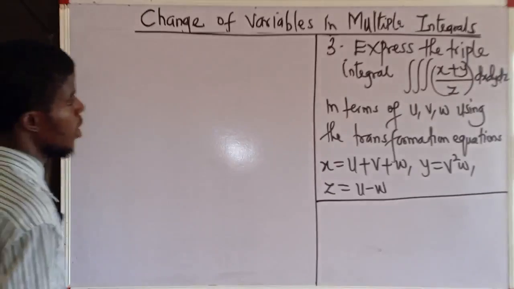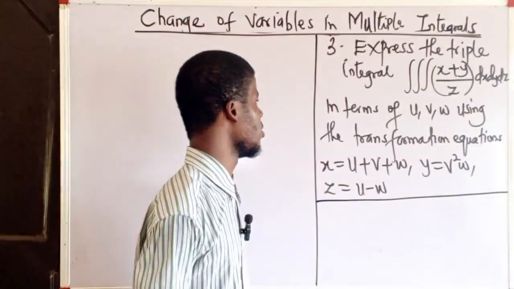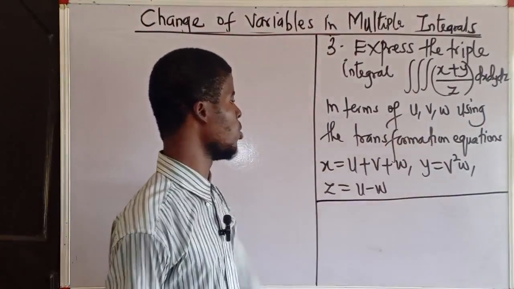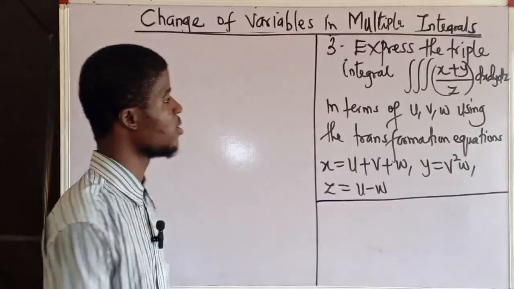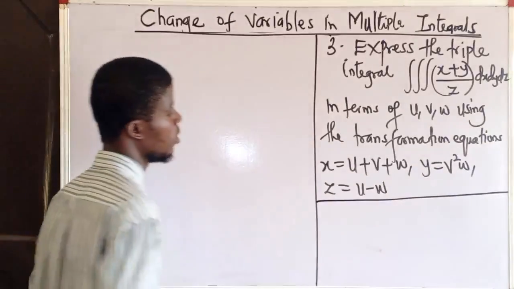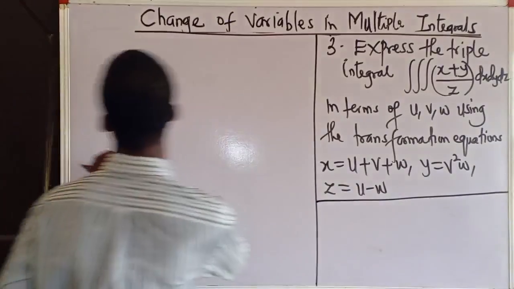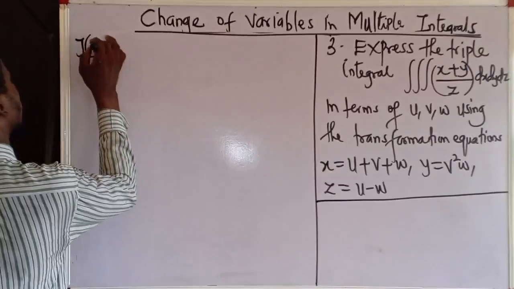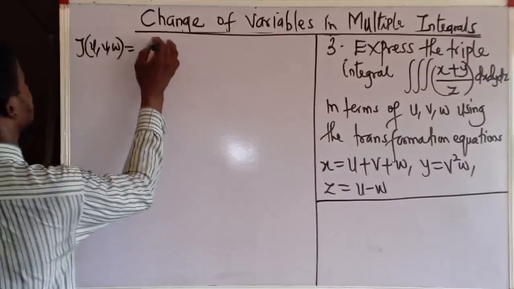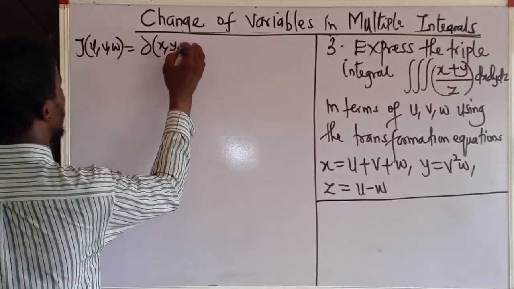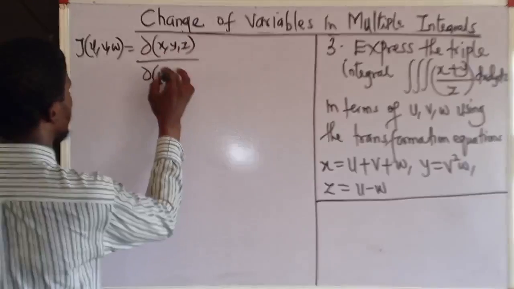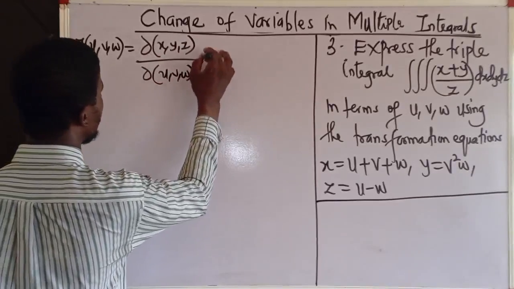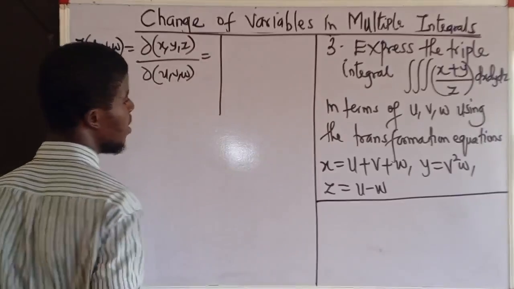This is a triple integral, and the new variables are u, v, and w in place of x, y, and z. Okay? So first of all, let us determine the Jacobian, the partial derivative of x, y, and z with respect to u, v, and w. And that's the determinant of the 3 by 3 matrix.